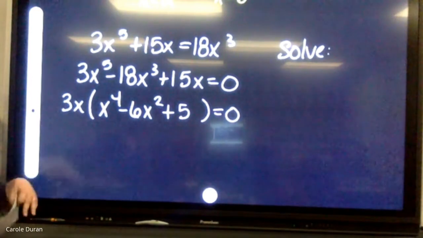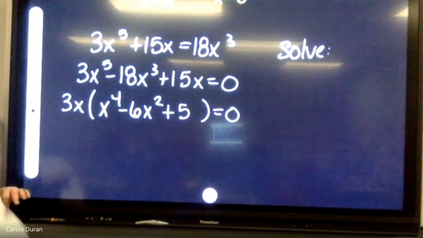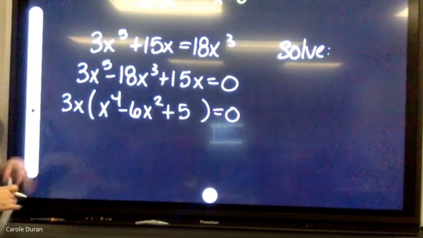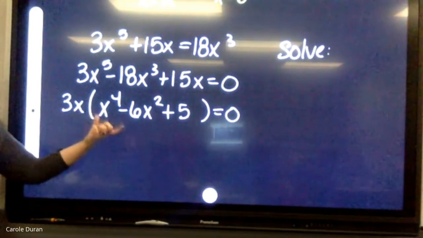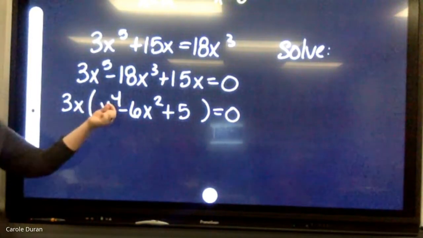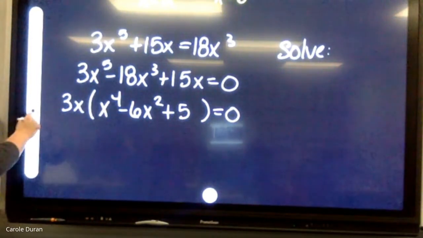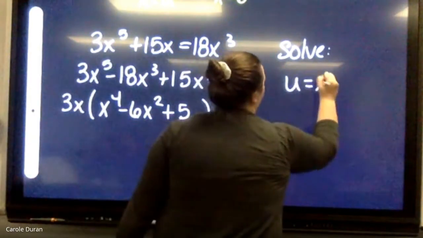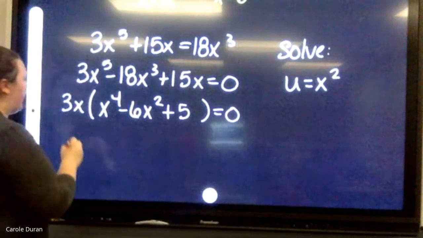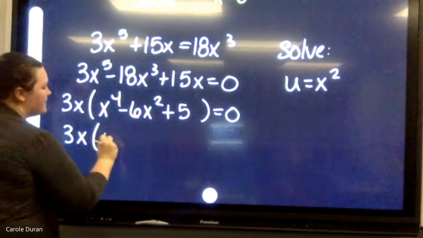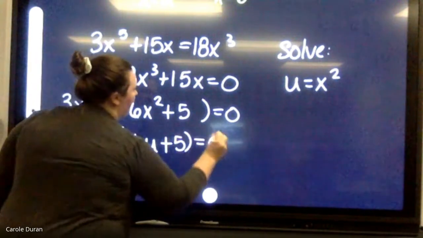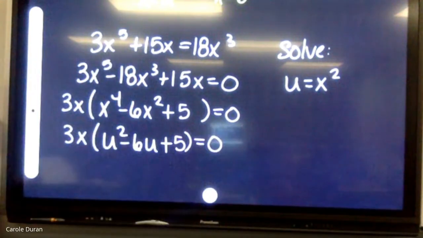Do we like it with the x to the 4th in there, or would you rather do the u substitution? Okay, I like the u substitution because it's a really good process and it works every single time. So we recognize that x to the 4th is the same as x squared squared. If I replace x squared with u, then I am able to rewrite this as 3x times u squared minus 6u plus 5. And that is most definitely factorable.